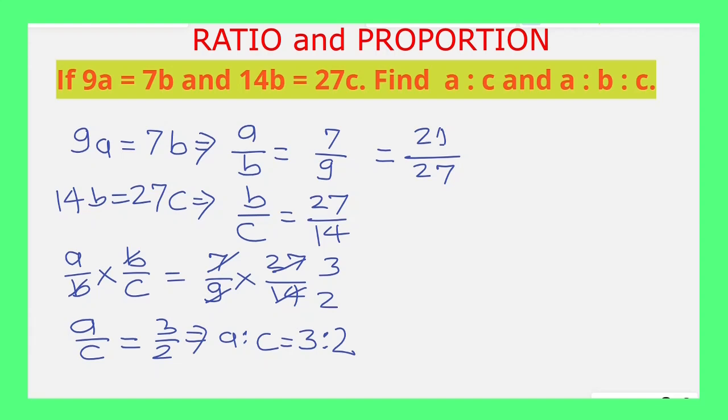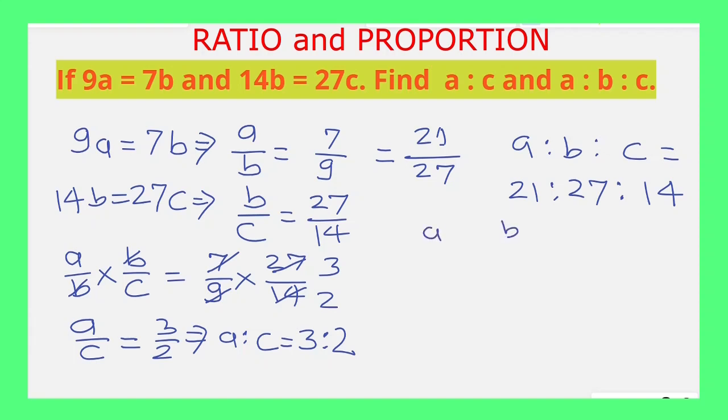From here we get a ratio b ratio c equal to a is 21, b is 27 and c is 14. Thus a ratio b ratio c is 21 ratio 27 ratio 14. We can solve this question by alternate method as well.